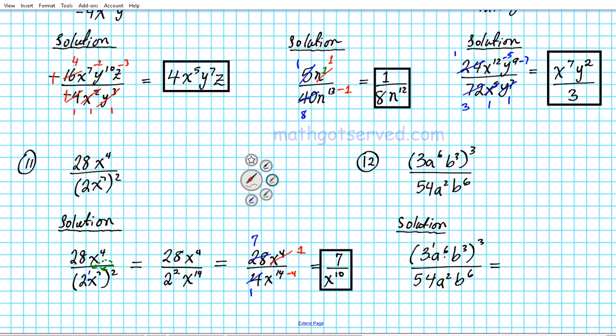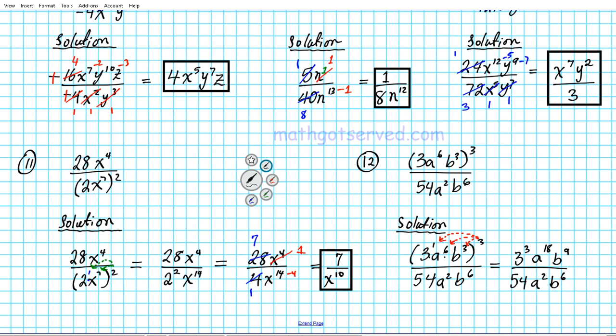All right, so what are we going to have? This 3 gets multiplied by the 1. This 3 gets multiplied by the 6. And then this 3 gets multiplied by the 3. Okay, so what does that give us? 3 raised to the 3rd power. A raised to the 6 times 3, 18th power. And b raised to the 9th power, which is 3 times 3. Okay, so that's known as the power of a power property of exponents.